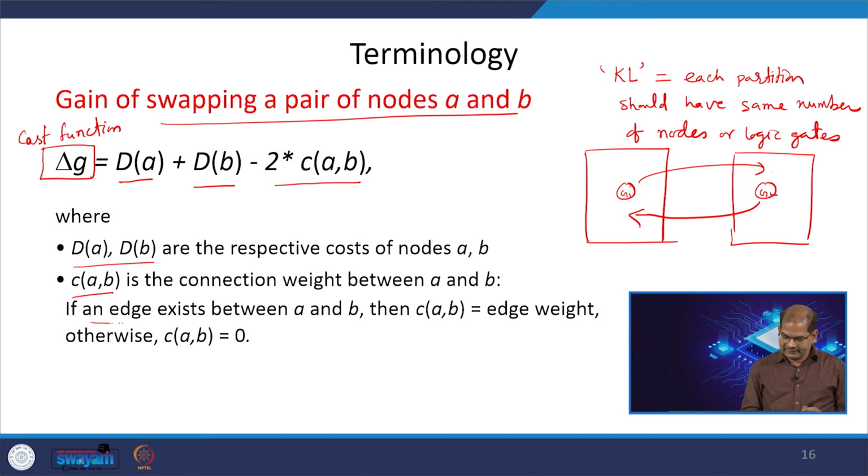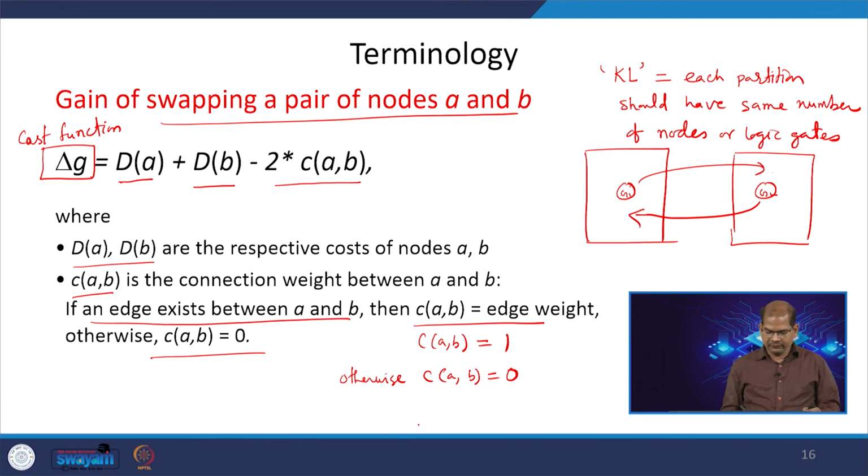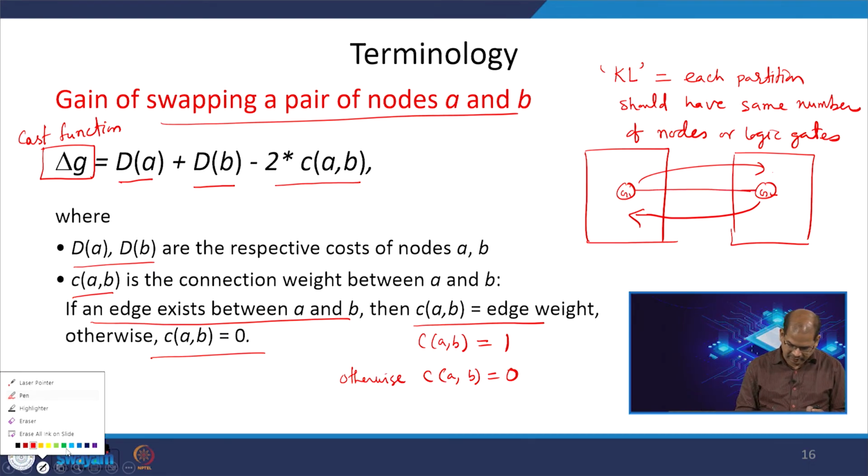If an edge exists between A and B, then C of A comma B is 1, otherwise C of A comma B is 0. If there is a node connected between G1 and G2, let us say like this, if I draw it in a different color.